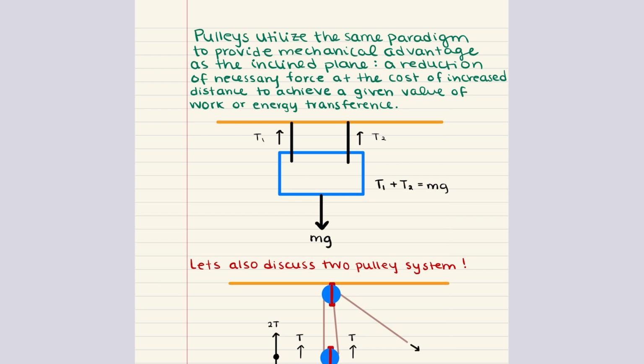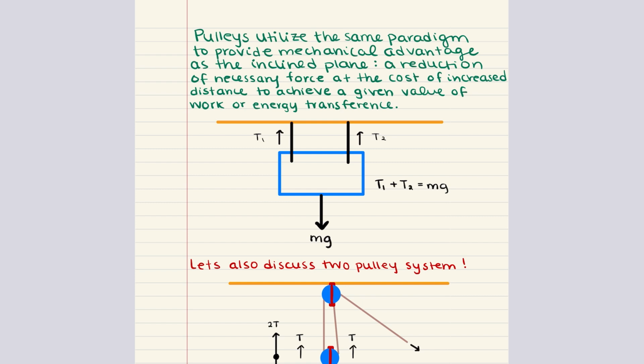So for example, if you're lifting a 100 Newton load in a single pulley system, you have to apply 100 Newtons of effort. The pulley doesn't reduce the force needed, it only changes the direction of that force. And this is useful in situations, again, where pulling downward is just easier or more practical than lifting upward.